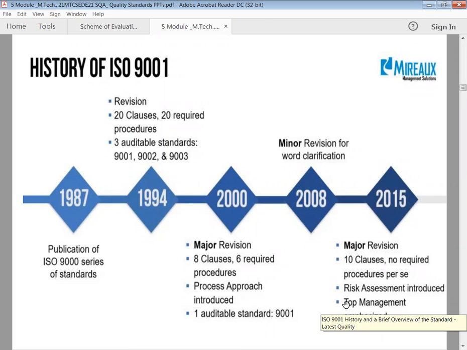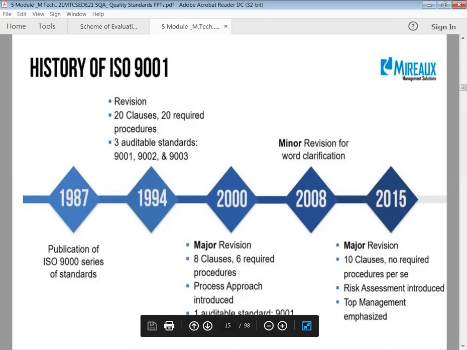Say if you are developing a software, that should not harm any society, that should not harm a particular person, that should not harm any particular community, and that should obey the rules and regulations of the country. Each country will have its own constitution. So it should not harm or go against anything. So the risk assessment was introduced, and the role of top management in every process is emphasized. These are the major revisions added in ISO 9001.